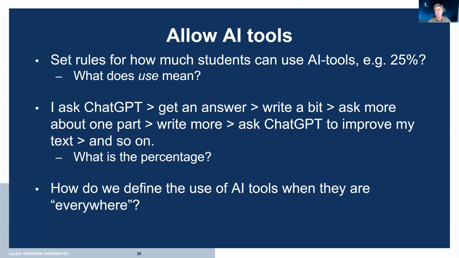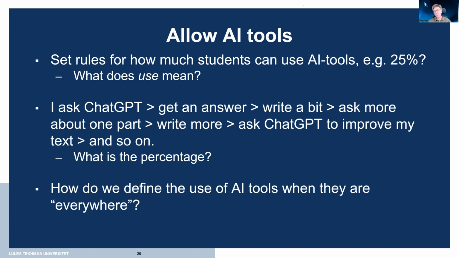For me, using these AI tools doesn't mean that I generate the text, copy paste it in, and I'm done. Rather, I use the AI tool as a co-author, in the sense that I can ask it questions and it helps me by giving suggestions. I ask ChatGPT something, I get an answer, I write a bit, I ask more about one part, write some more, ask ChatGPT to improve my text perhaps, have it translate my text. And in that case, we don't really know what the percentage is.